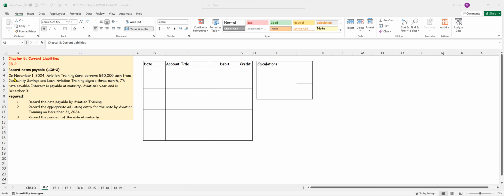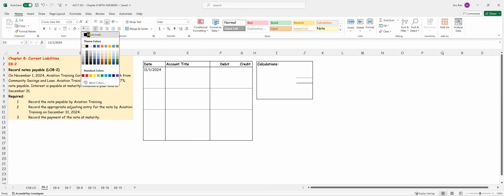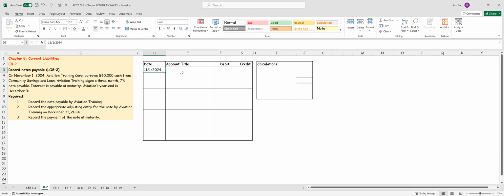To start out, dates are very important over here. November 1st. So our transaction is on November 1st. So that's when we'll have our first journal entry. So before we jump into the transaction, let's see what we've done over here. We borrowed $60,000. So I have my calculations here on the side and I'm writing down this information. I borrowed $60,000. I've signed a 3-month note and the interest rate is 7%.